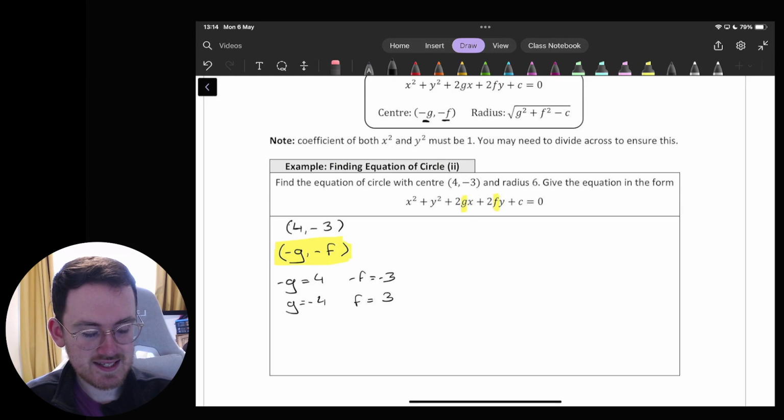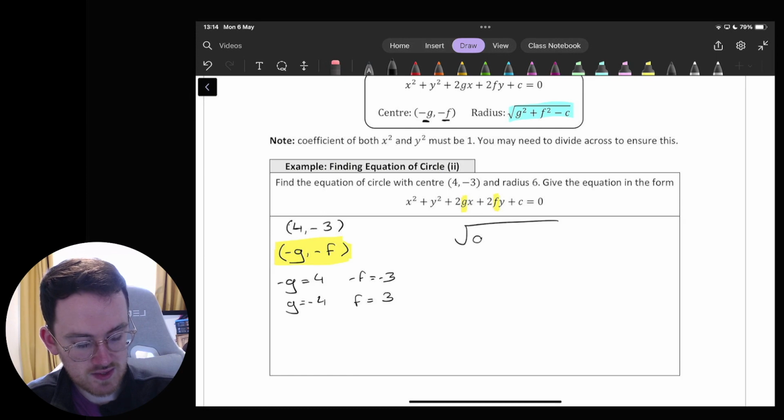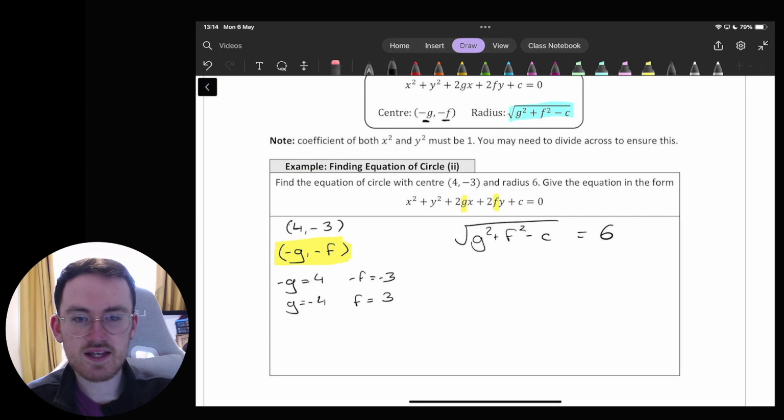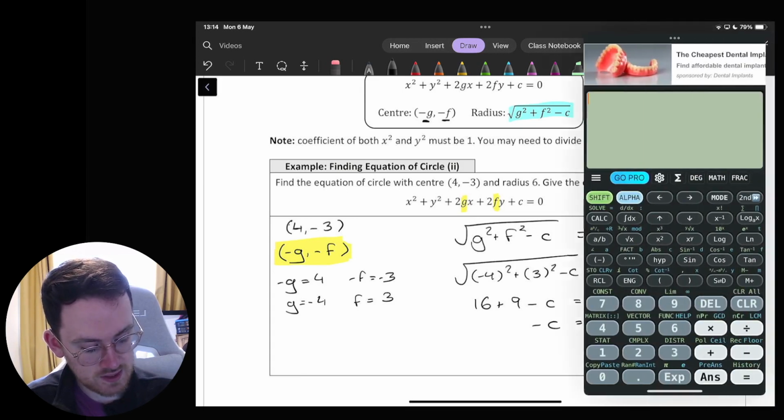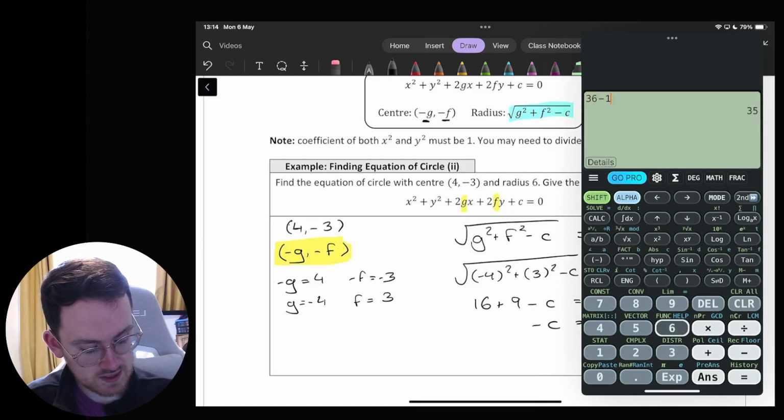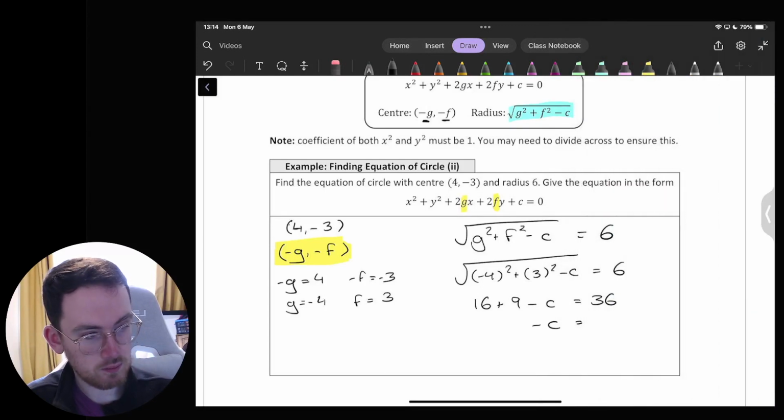The last thing I need is c, and to do that I'm going to use the radius. So we have a longer formula for the radius in this format of the circle, and it's g squared plus f squared minus c, and I know in this case that the answer is 6. I can sub in my values here. Now, if I hadn't worked out the actual value for g and f in that positive sense, it would actually make no difference to my calculation anyway. I'm going to square both sides there as well. So I have 36 minus c equals, let's adjust that, 36 minus 16 minus 9 gives me 11. So c equals minus 11.